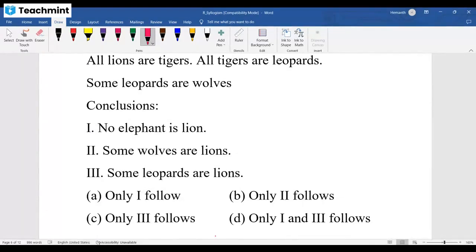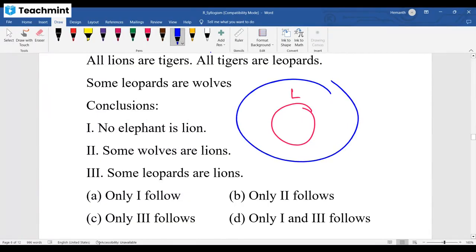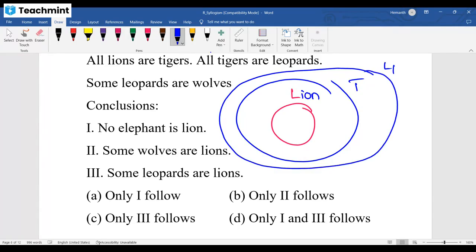Here, all lions are tigers. All lions are tigers. All tigers are leopards. I'm writing LP for leopards in short. Then some leopards are those. See, now listen. That last W is there, right?